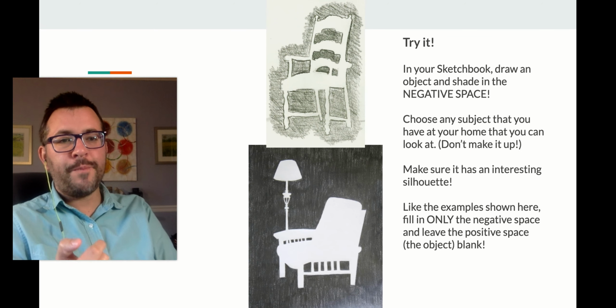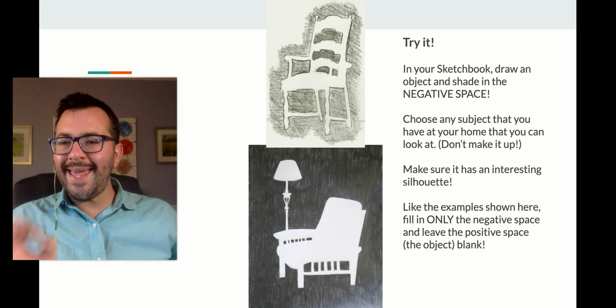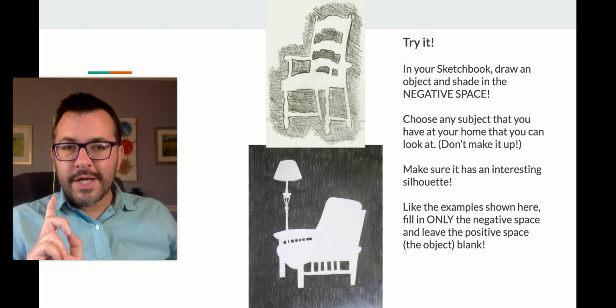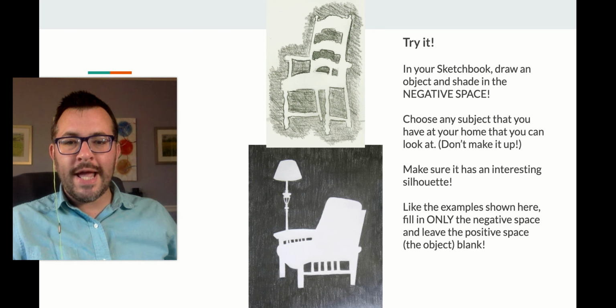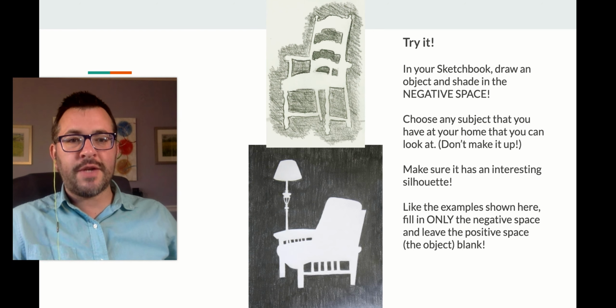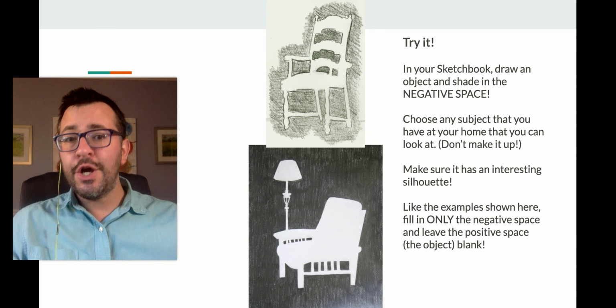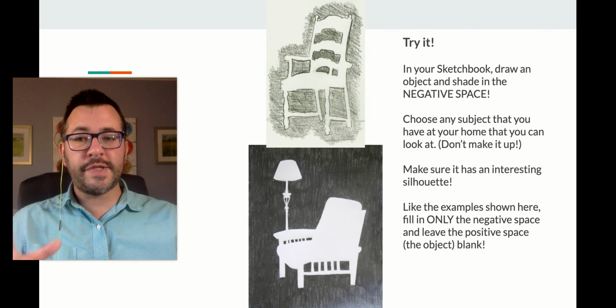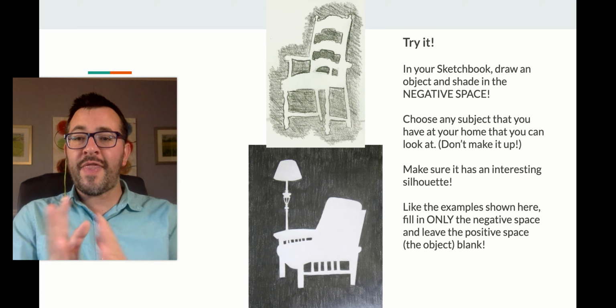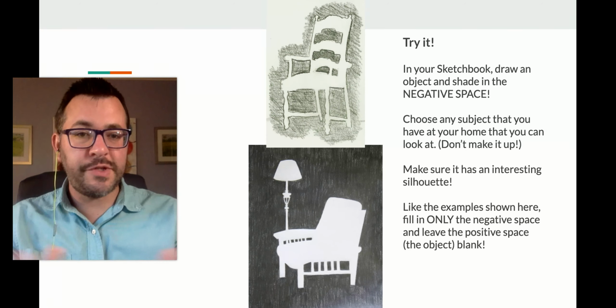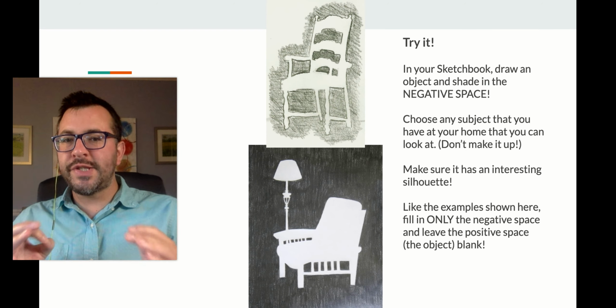So here's what I'd like you to try. In your sketchbook, draw an object and shade in the negative space. So like the examples here, choose any subject that you have at your home or outside that you can actually look at. So don't make it up, right? Whatever you decide to draw, make sure you can actually look at that thing. Don't just guess, don't make it up. Make sure it has an interesting silhouette.